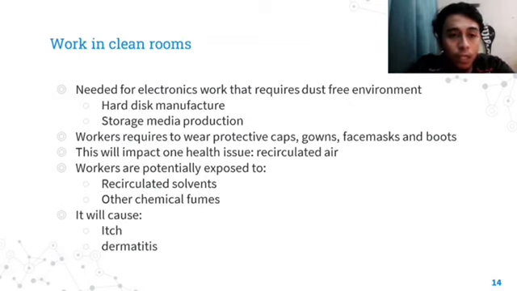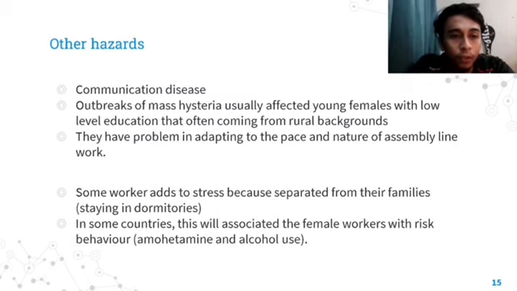So next one is work in clean rooms. Work in clean rooms also may impact the workers, as it is needed for electronic work that requires a dust-free environment, such as hard disk manufacture and storage media production. Workers are required to wear protective caps, gowns, face masks, and boots, and this will impact one health issue, which is recirculated air. Workers are potentially exposed to recirculated solvents and other chemical fumes, and it will cause itch and dermatitis.